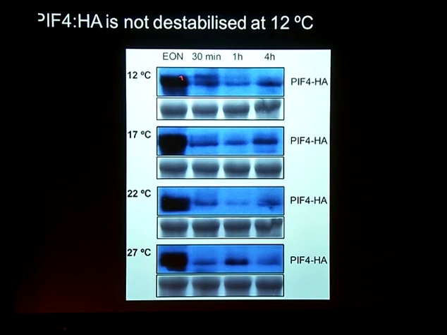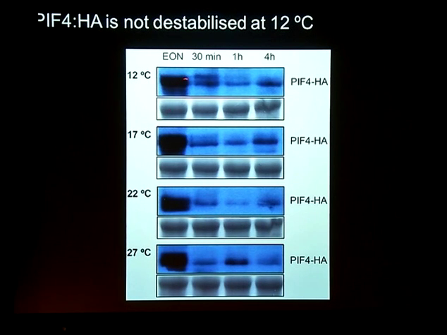So these are panels showing plants grown at 12, 17, 22, and 27 degrees. These are samples taken at the end of night, and then there's a time course from the end of night onwards. And what you can see is very characteristic behavior for PIF4. If any of you are familiar with PIF4, it's stabilized in the dark. So at the end of night periods, you have a big abundance of the protein, which you can detect with an anti-HA in this case. And then that protein is degraded subsequently in the light. So PIF4 is unstable in the light.